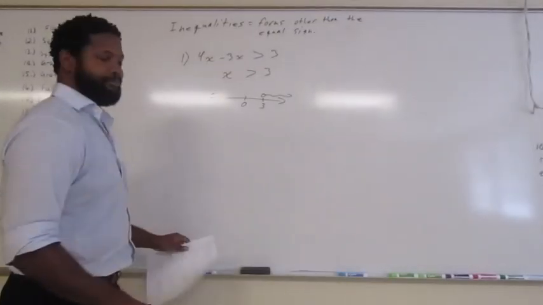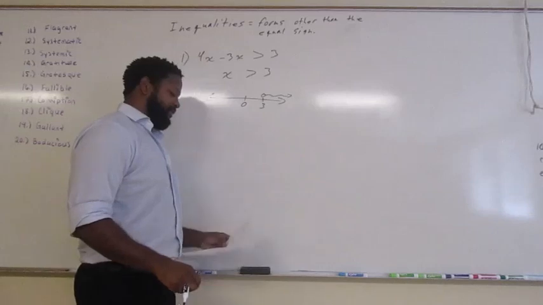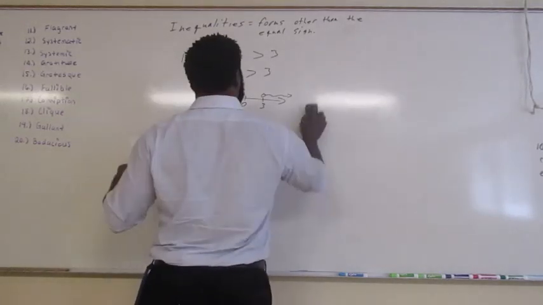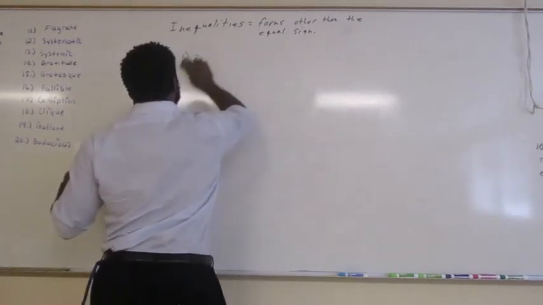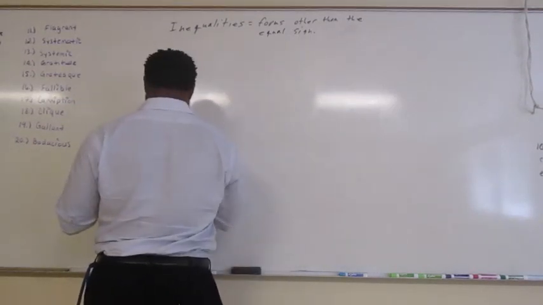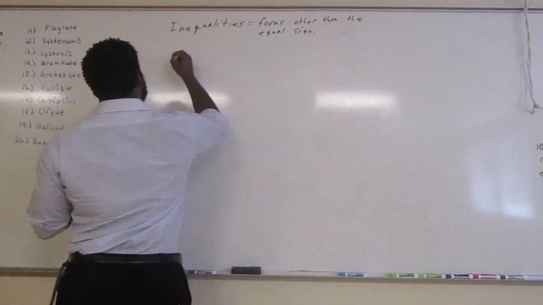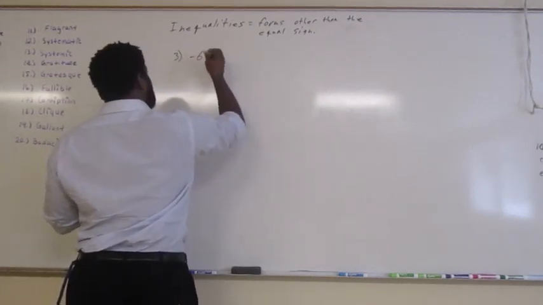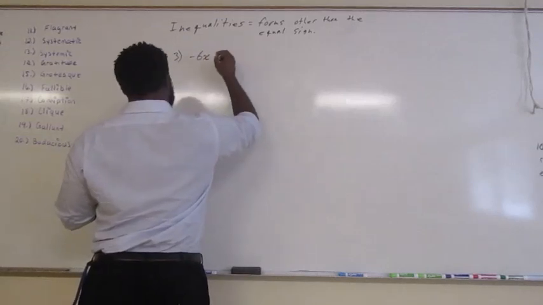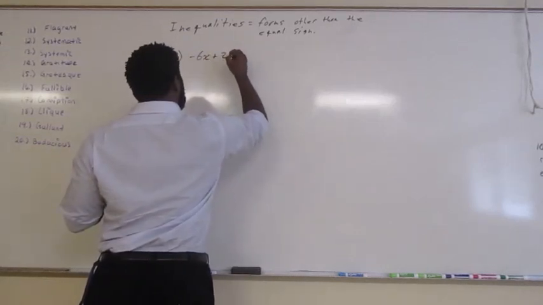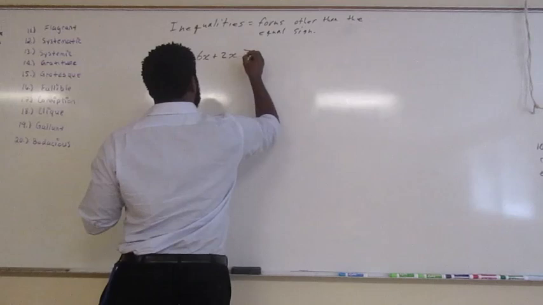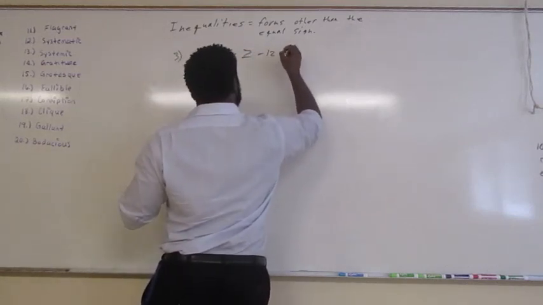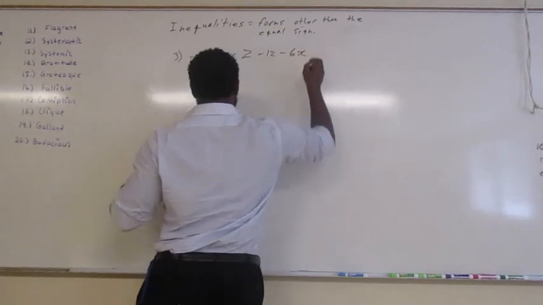So, it gets a little bit harder. Look at number 3. No, that's it for that problem. Look at number 3. Negative 6. I'm going to replace this n with an x. Plus 2x is greater than or equal to negative 12 minus 6x. All right?